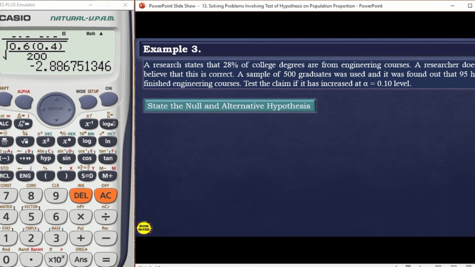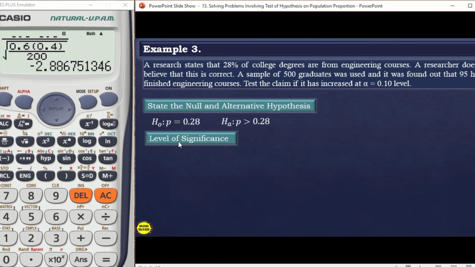So, what is the first step? State the null and alternative hypothesis. Since ano yung claim niya dito? Increase. So, yung alternative hypothesis agad natin dito, greater than, kasi yung word na increase. Therefore, yung null hypothesis natin, equal. So, equal siya sa 28% or 0.28. So, again, yung alternative hypothesis natin, since increase at 0.10 level of significance, so, greater than yung gagamitin natin sa alternative hypothesis. So, ito ay one-tailed test or ito ay tinatawag din natin yung right-tailed test. Bakit? Greater than yung symbol na ginamit.